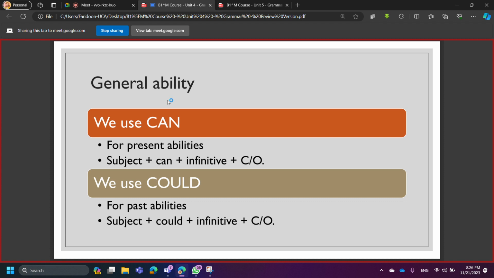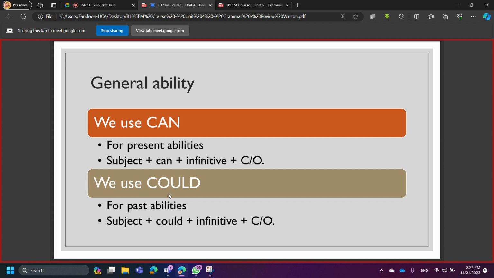When you're talking about general abilities, we can use "can." Very easy. We can use "can" for present abilities, and the structure is subject, can, infinitive, complement, or object. For instance, "I can swim." Or "I can talk in front of people." Different ways you can, of course, make sentences.